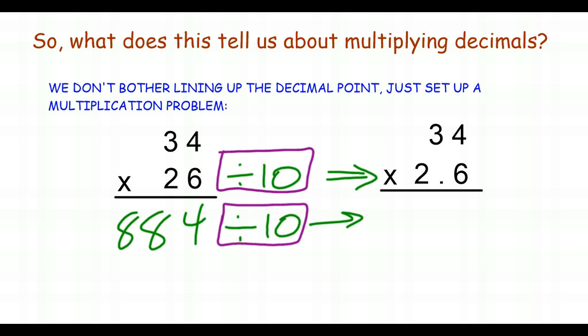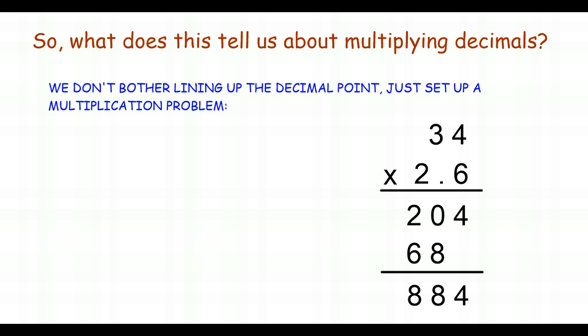We actually just multiply through the digits of our decimal multiplication, ignoring that the decimal point is there to begin with. If we take 34 times 26, we have 204, 680 as our partial products, and then end up with 884. But now we've got this decimal point that we have to worry about. So we've taken 26, and we've divided it by 10.